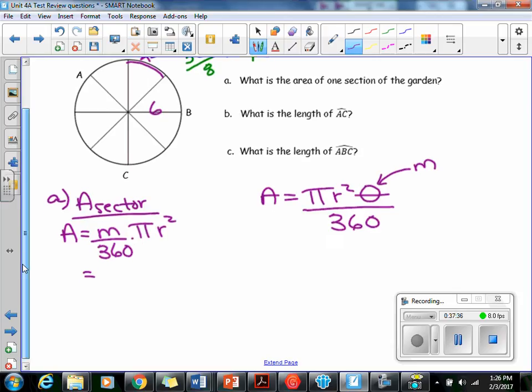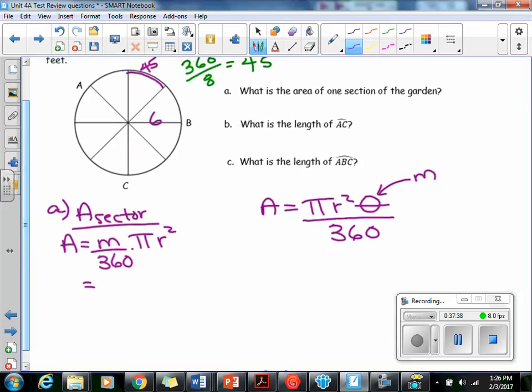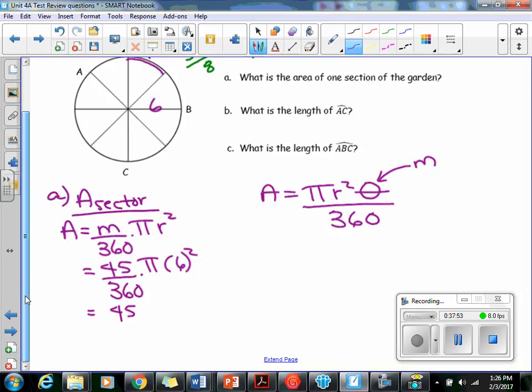Okay, I just didn't know how to do it. So you've now got 45 divided by 360 times pi times your radius. What's the radius? It's 6, and you got to square it. So 45 over 360 times pi times 36.